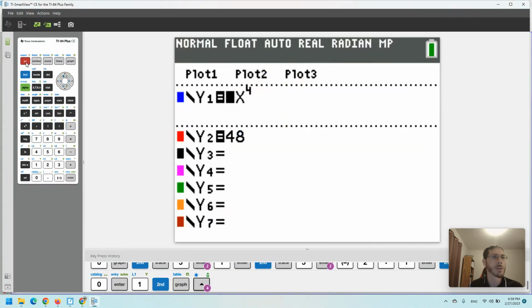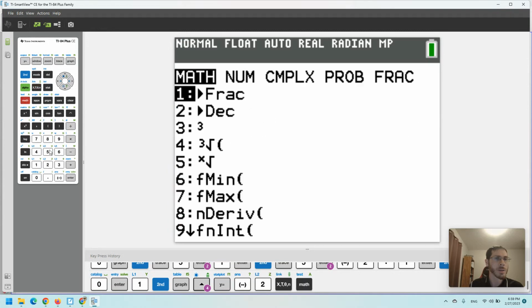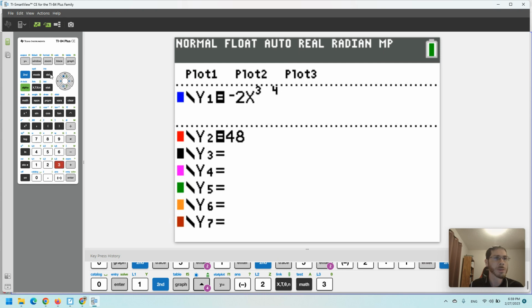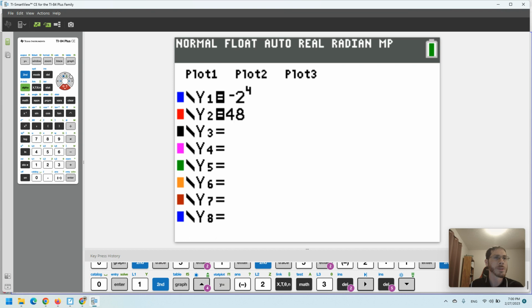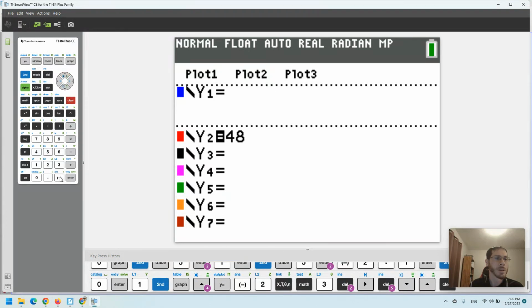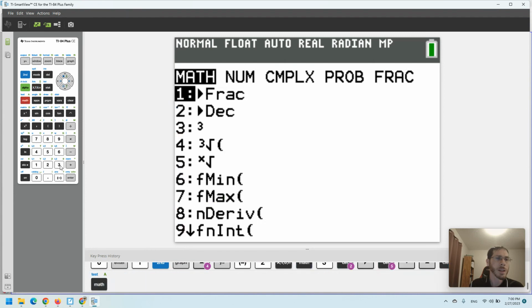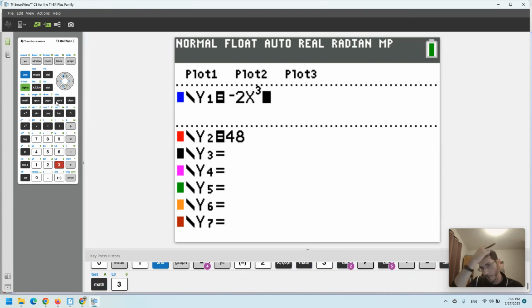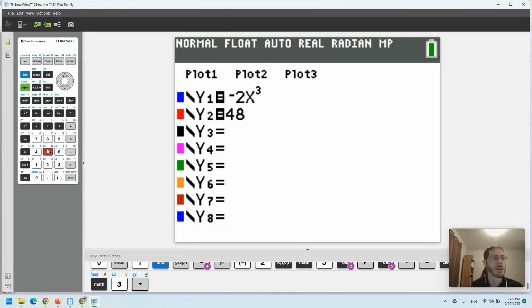So -2x to the 3rd, not 34th. Okay, I'll just get rid of everything then. -2x. My calculator is old, so I like doing the little 3 that way, but you can do it with the little exponent button as well.